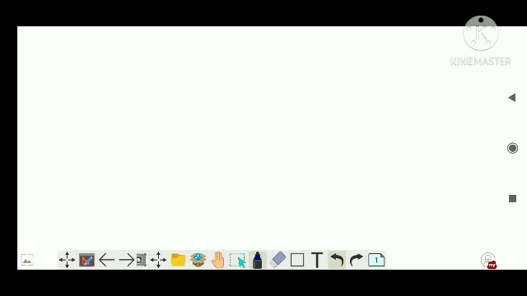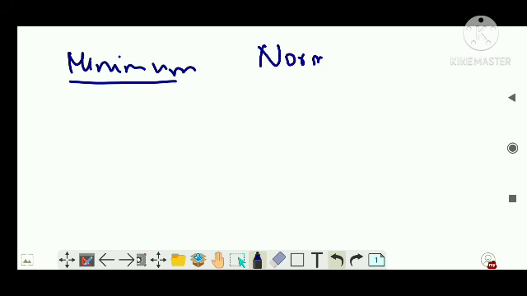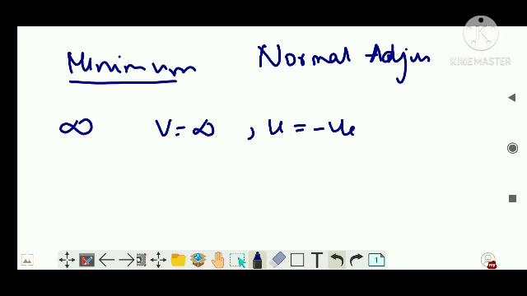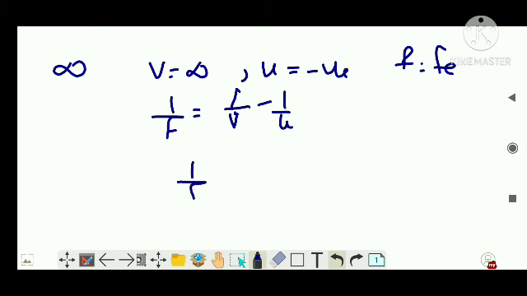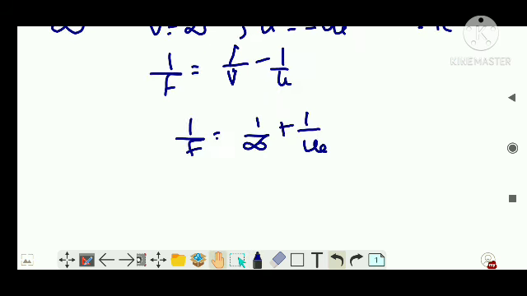Clear? Now just like this one, we can write for the minimum condition, minimum magnification for a compound microscope. That happens during normal adjustment, or when I say our eyes are relaxed, or I can say the final image is at infinity. That is V is equal to infinity, U is equal to minus UE, and the eyepiece is acting as the lens. So 1 by F is equal to 1 by V minus 1 by U. Now substitute this value. 1 by F is equal to 1 by infinity minus of minus UE, that becomes plus 1 by UE, or I can write 1 by UE is equal to 1 by FE.